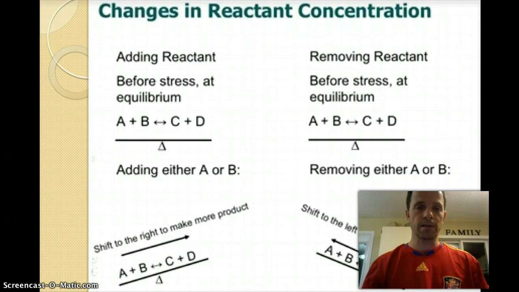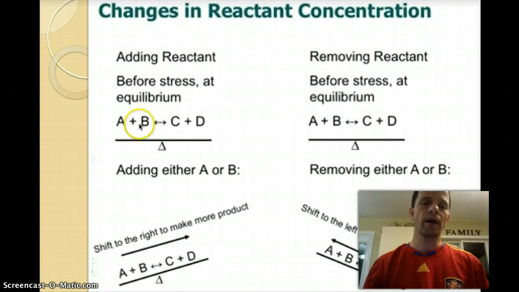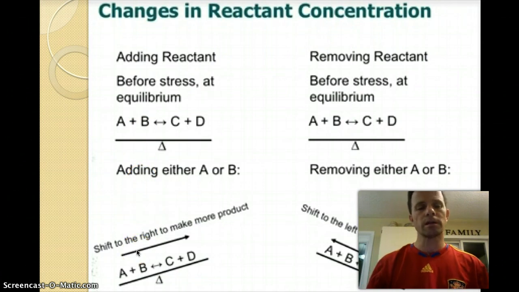Well, the first thing that Le Chatelier said was that if we added or removed a reactant, there would be a shift. If we add a reactant, the first thing that happens is we have extra A or B or both, and it will cause the teeter-totter, or cause the reaction, to be heavy on the left side. Therefore, to equal it out, it'll shift to the right side to make more product.